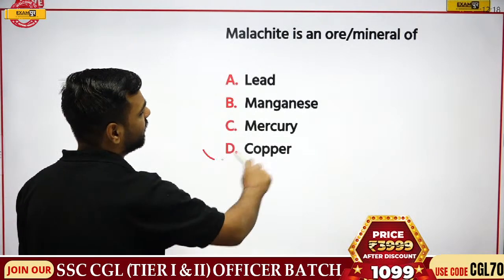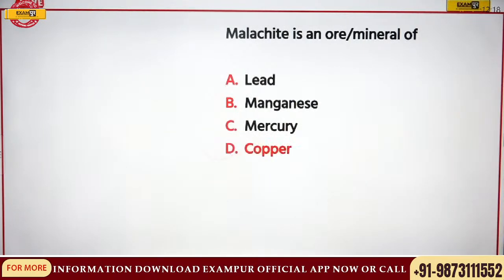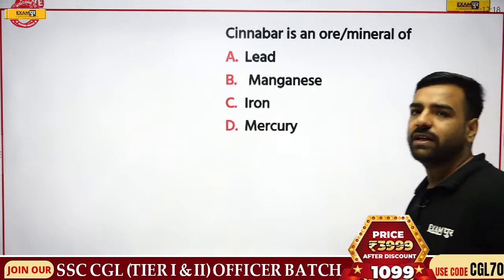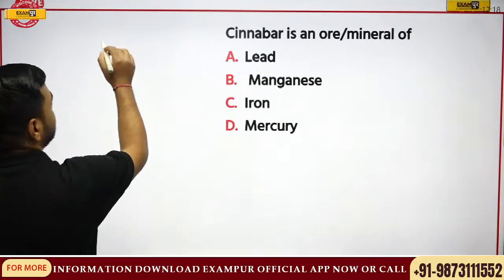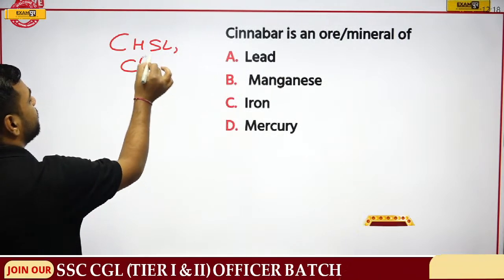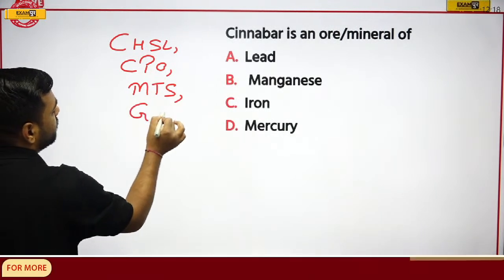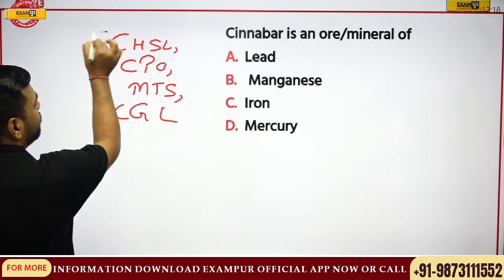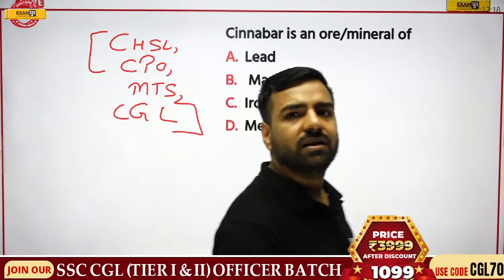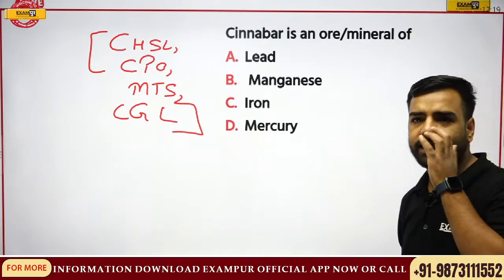So yes, Vikramaditya is with copper and that's totally correct. That is option number D is the correct answer. Awesome, Vikramaditya. Malachite is an ore of copper. Next. Cinnabar is an ore or mineral of dash. Now this question is not only asked in CGL, it is from CHSL, then this is from CPO, then it is from MTS and it is also from CGL. So this question is asked in all the examinations, obviously in different years. So Ganesh is with, Ganesh, I guess I'm getting your comments quite late.